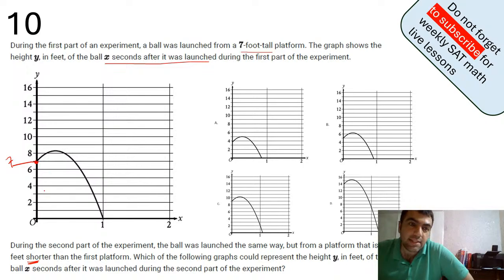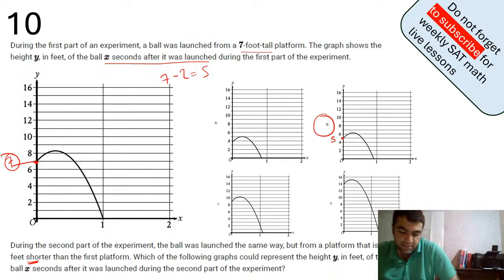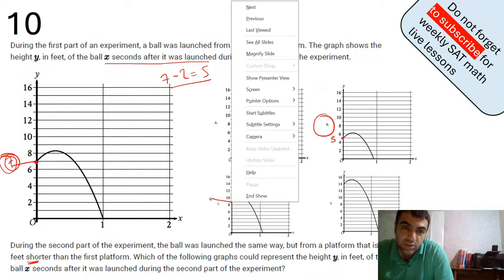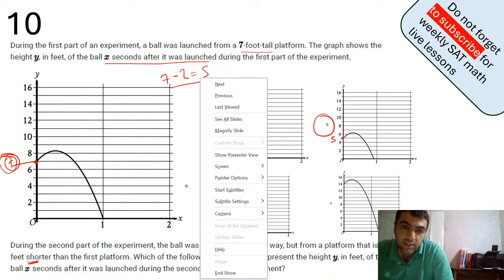This is 7, and 7 minus 2, because it says that's 2 feet shorter, is 5. And 5 is here, right? 5 is here. This is B, Mr. Saib and Mr. Shahin. 2 feet shorter than the first platform. This is 7. 2 feet shorter means 5. You said C, but it is not C because this is 9, okay? This is 9, guys. Do you see?